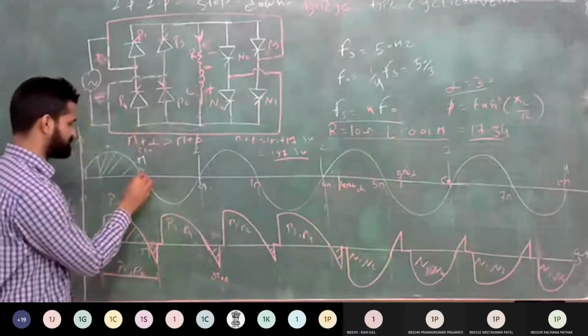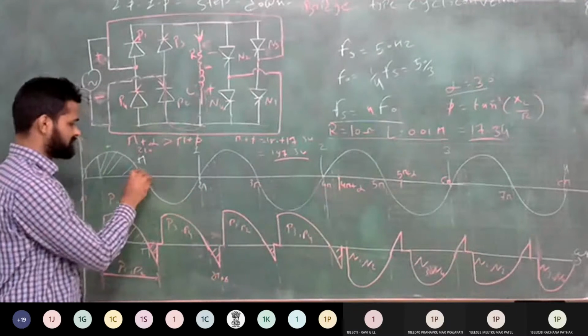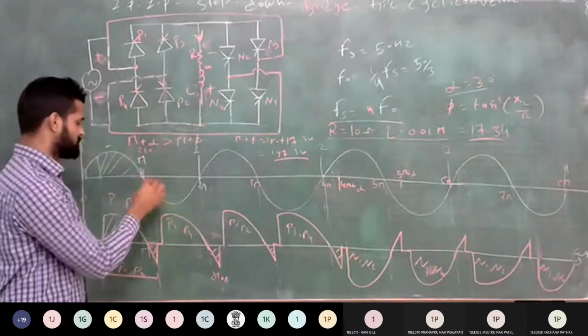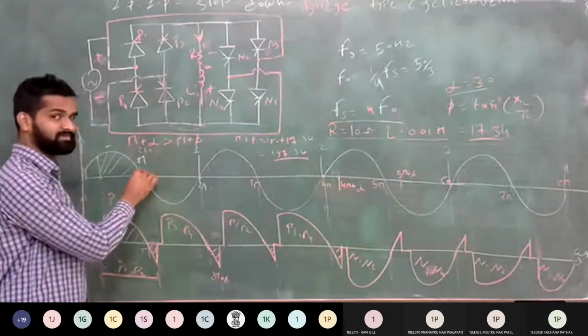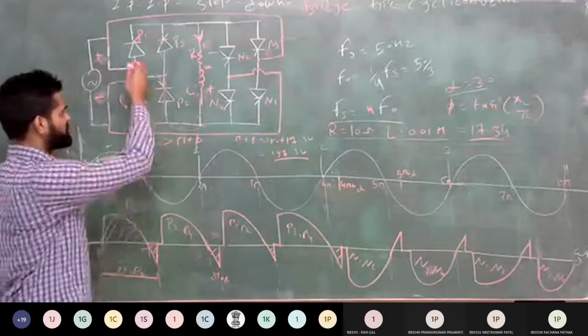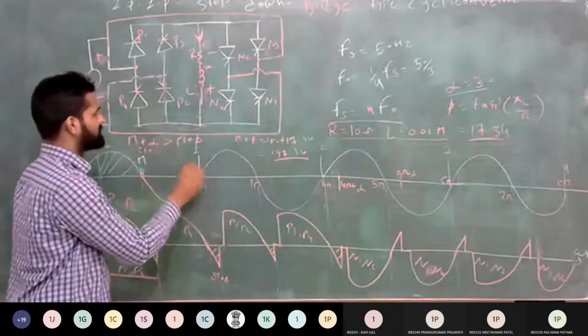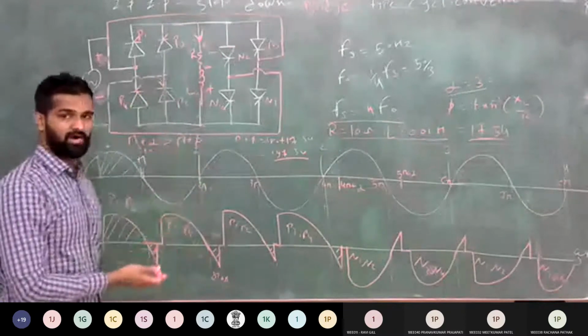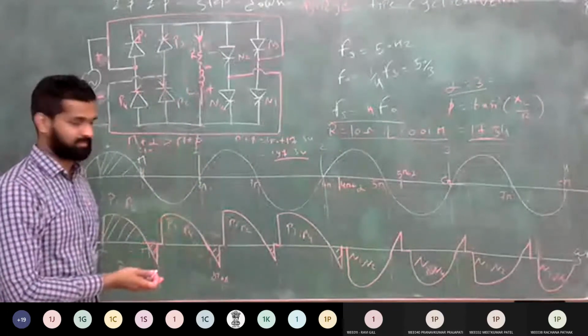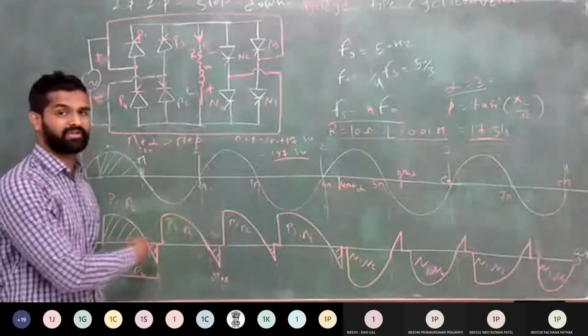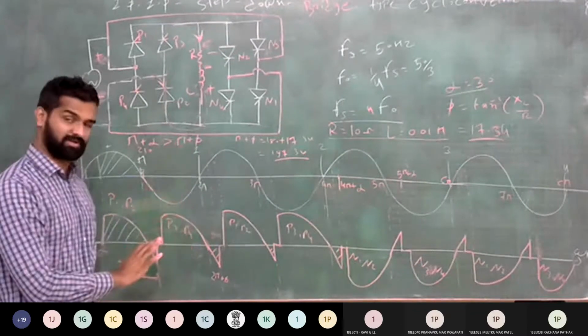You can see that here at pi angle, if it is a resistive nature of load, then at pi angle your supply becomes naturally 0. So P1, P2 become off automatically here. Same way at 2 pi, P3, P4 become automatically off because of the nature of supply. So there is no force commutation required in step down cycloconverter.